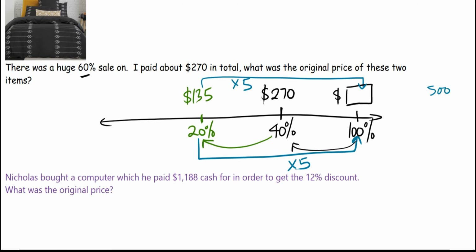Then 30 times 5 is 150. 5 times 5 is 25. So end up with 675. So original price, oops, dollar sign's already there, $675 would have been the retail price for both those two items.